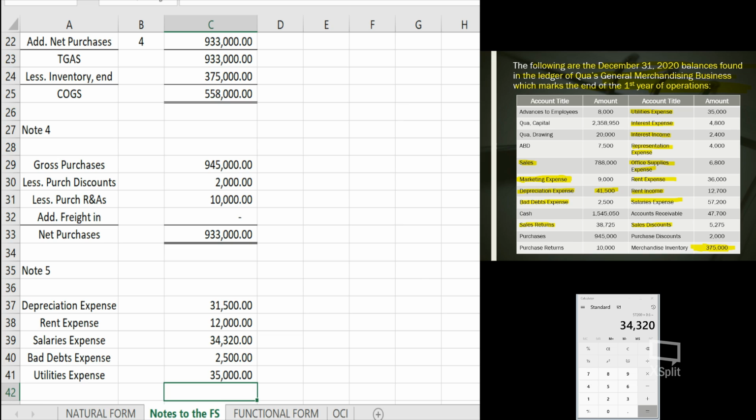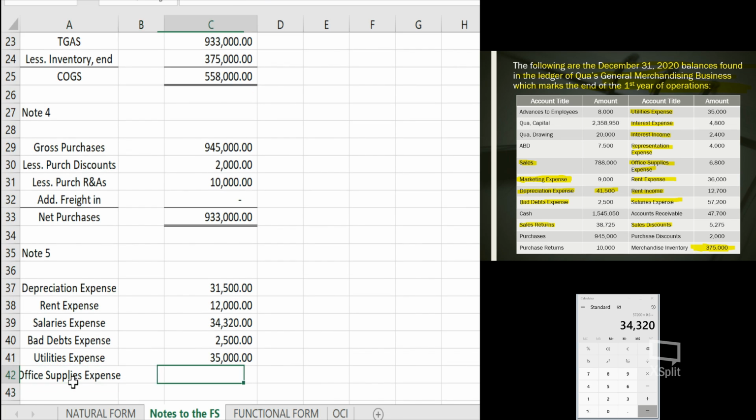Supplies expense naman, office supplies, actually ito. Office supplies expense, kasama to. Office supplies expense. Okay, this will be 6,800. Siyempre, office di ba? So, lahat ng expenses talaga na related sa office, kailangan natin isama dito. Where are we now? Rent expense, na-allocate na natin yan. Rent income, hindi yan kasama, syempre income. Salaries expense, na-allocate na rin natin. And then, that's about it.